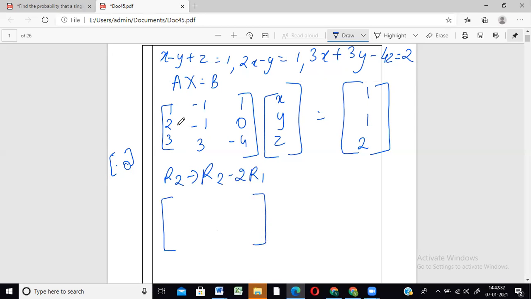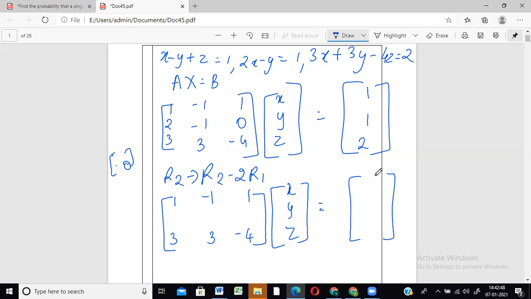What do we get? There is no change in R1. There is no change in R3. Let me write it as it is. X, Y, and Z as it is. Even in the right hand side, there is no change in R1. There is no change in R3. Okay. 2 minus 2 times 1, 0. Minus 1 minus 2 times minus 1. So that answer is minus 1 plus 2, that is 1. 0 minus 2 times 1, minus 2. Okay. 1 minus 2 times 1, that's minus 1.